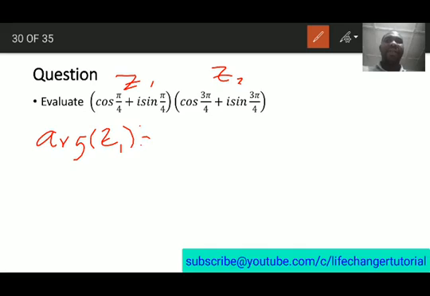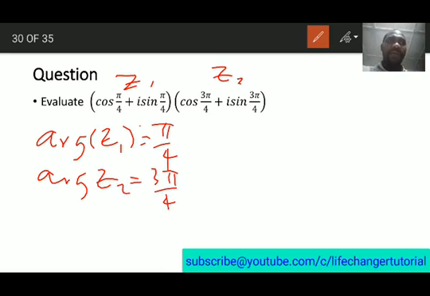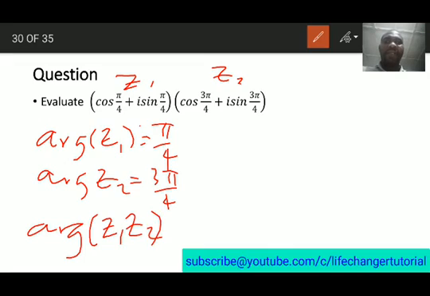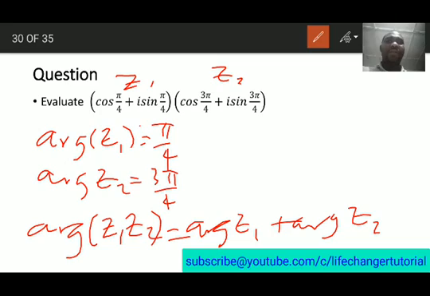If you notice, the angle for z1 is pi over 4, okay? Then the argument of z2 is what? Is 3 pi over 4. And if you notice, what is z1 doing to z2? They are multiplying. So that means I would find the argument of z1 z2. That's what I need to find. Argument of z1 z2 becomes multiplication, which is equal to argument of z1 plus argument of z2. So meaning that when you are multiplying two complex numbers, the answer is to add the arguments.